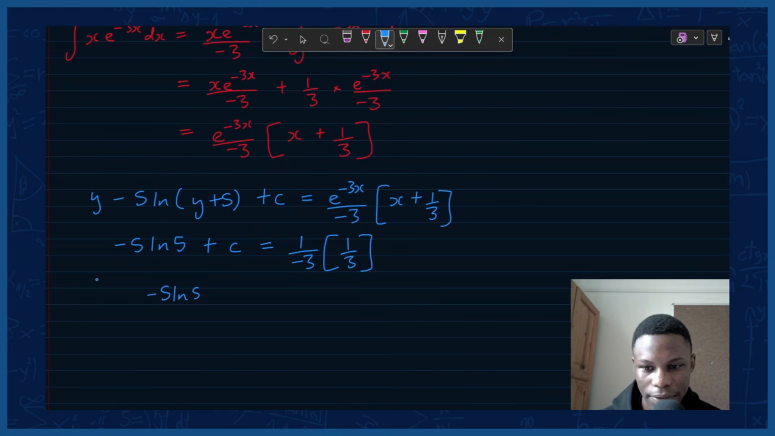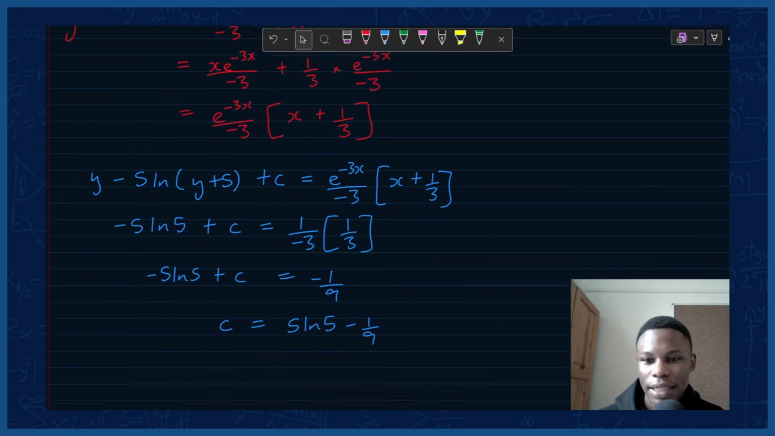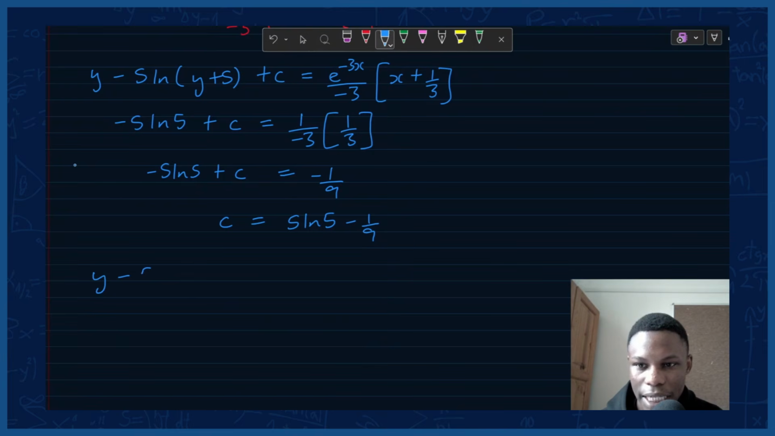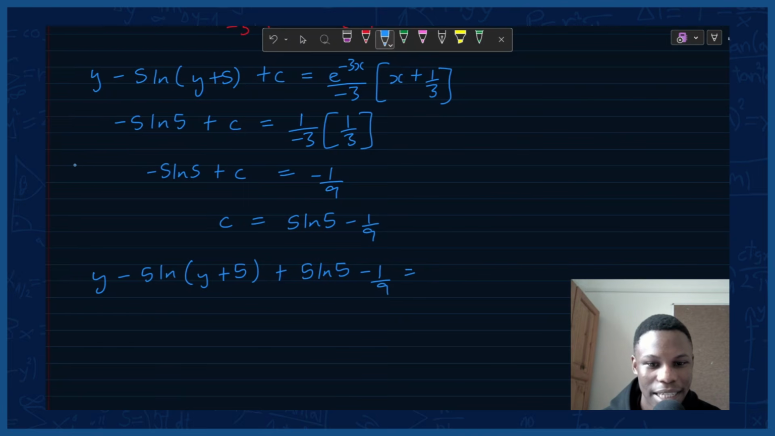So negative 5 ln 5. Oh, that really looks like an s. Negative 1 over 9. C is equal to 5 ln 5 minus 1 over 9. And now we substitute back here. So y minus 5 ln y plus 5 plus c, which is 5 ln 5 minus 1 over 9. And this is equal to e to the negative 3x over minus 3 times x plus a third.